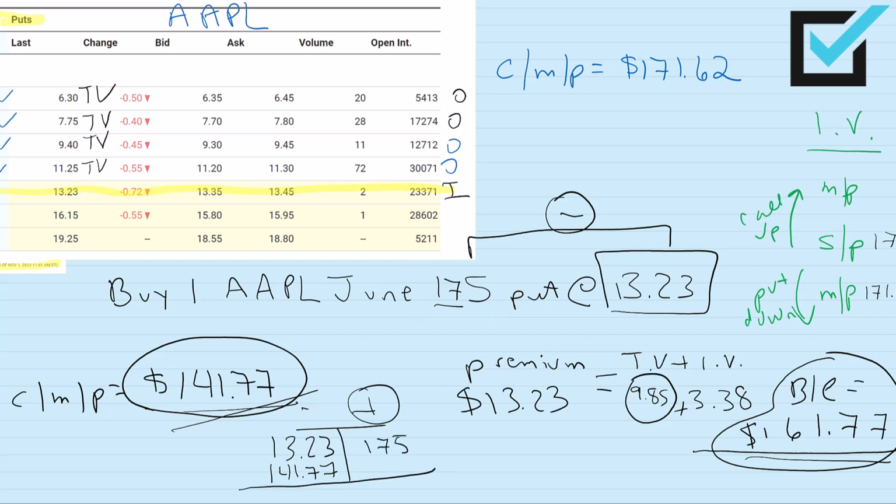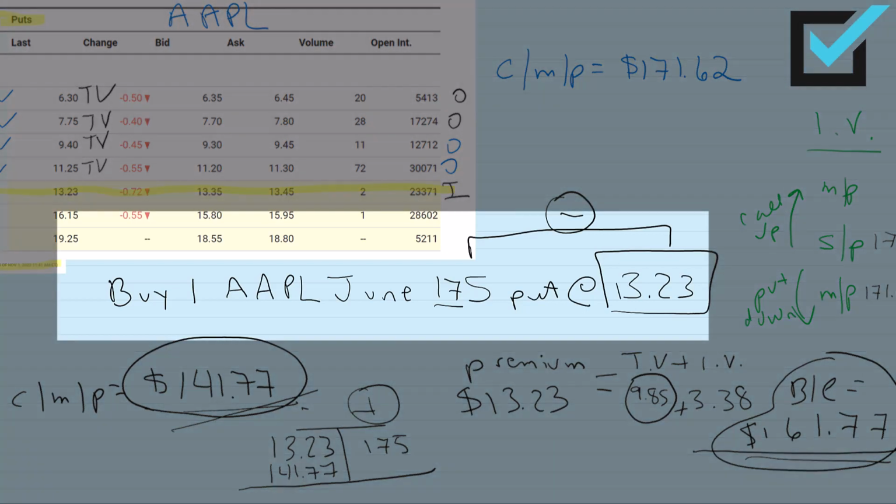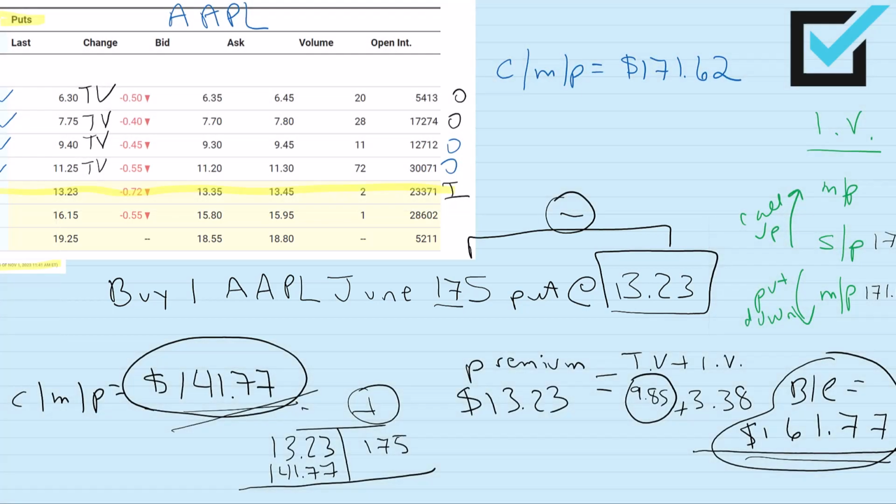So $13.23 to buy this, and then we paid $141.77 to buy the shares. So $13.23 was the cost of the option, the cost to buy the put. $141.77 was the cost to buy the shares at their current market price in my example. So we're out of our pocket $155, leaving us with a profit of $20 times 100 shares. So $2,000 is how much we made in this position.